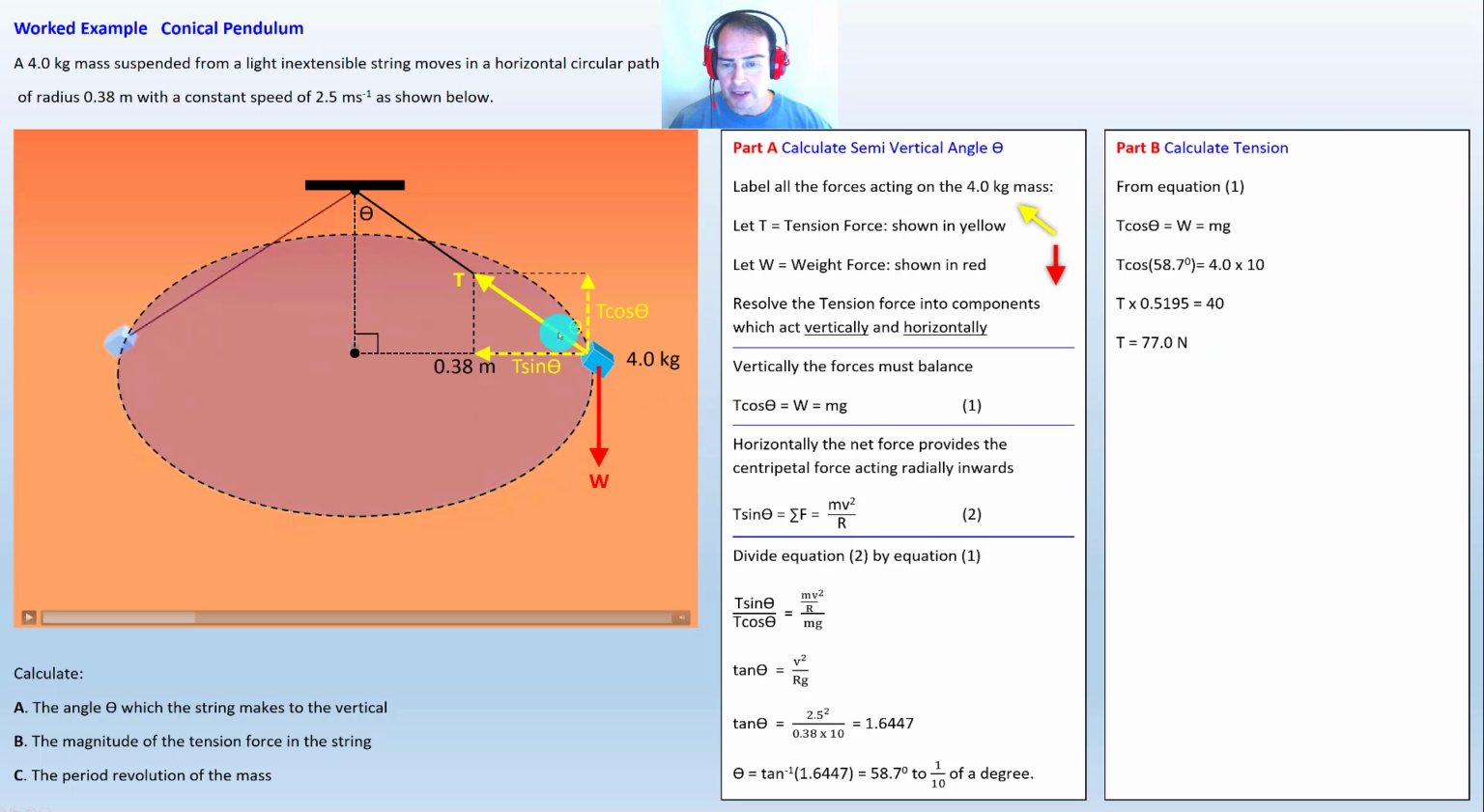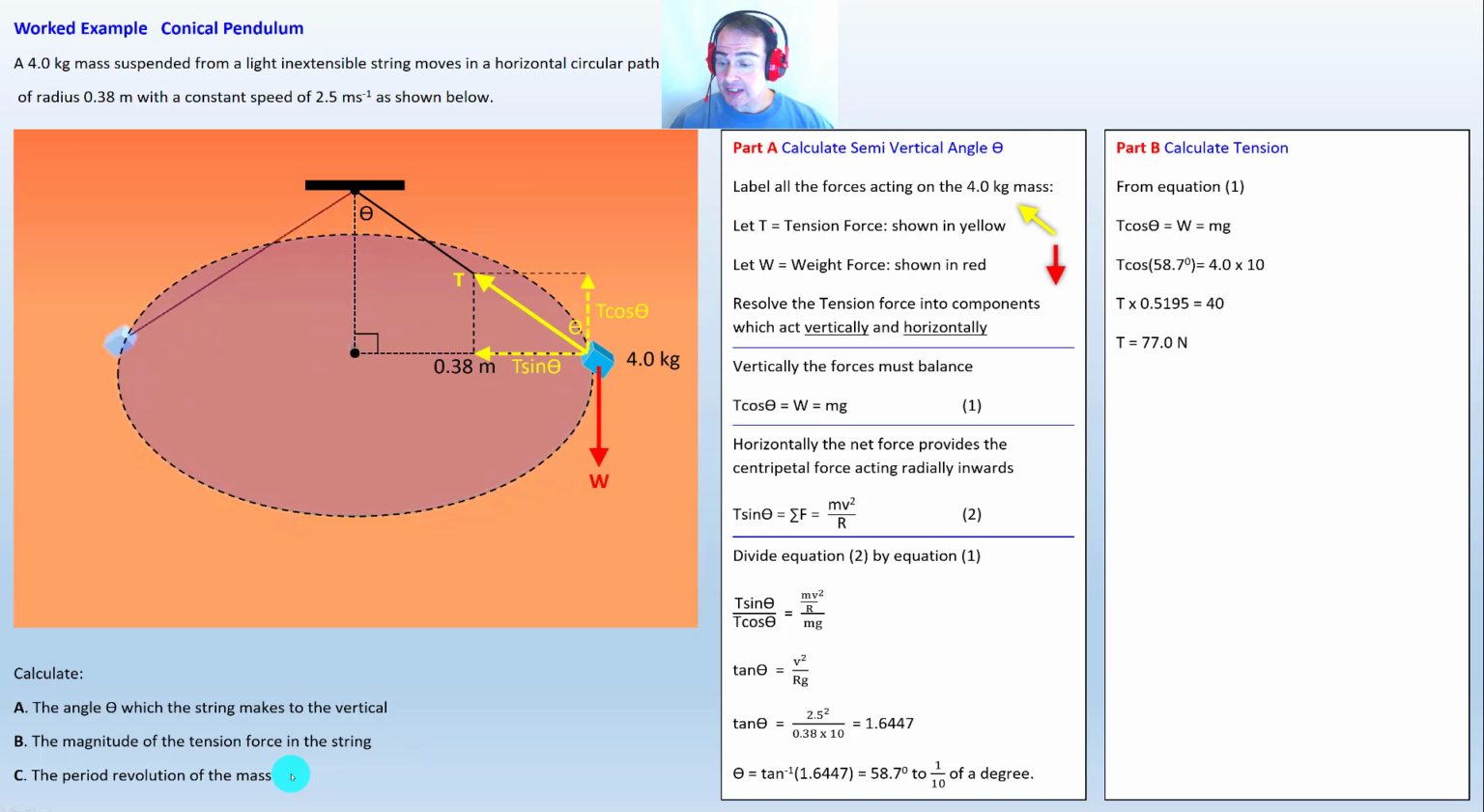Now you might notice that's the size of this tension force, so the horizontal component would be significantly less than that, and that would be the size of the net force. Had the question asked to calculate the net force, we would then multiply this by sine of 58.7, although we could have done it directly using mv squared over r, for which we already have all the values.